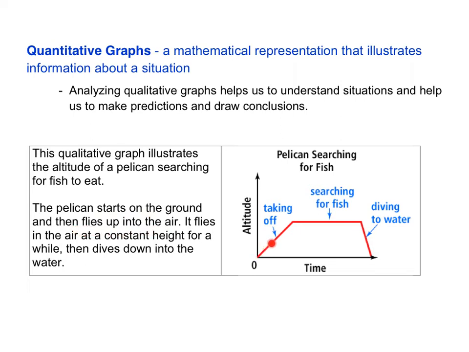So here we go. Here's the pelican taking off. And then it flies in the air at a constant height. So the height is constant for a while, right here. And then it says it dives down into the water. So here we go, diving down into the water. So this is called a quantitative graph. So your job is going to be able to match some different graphs with situations and be able to relate and draw some of these as well. So let's look at examples.